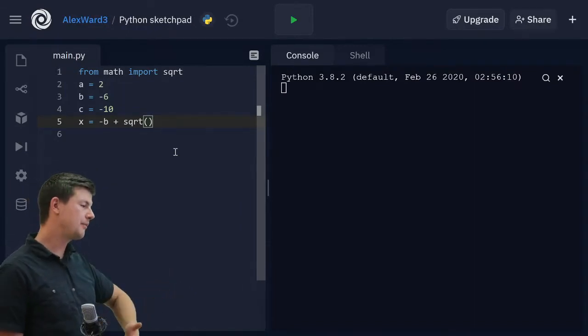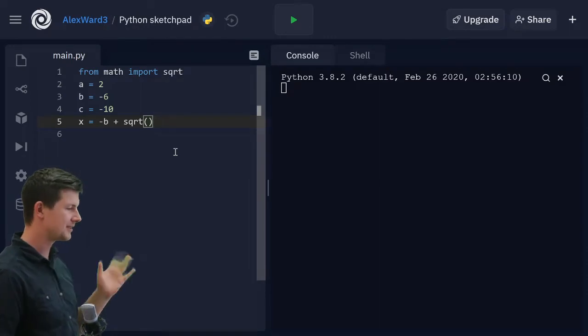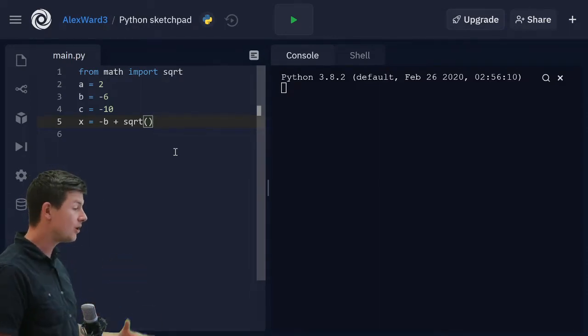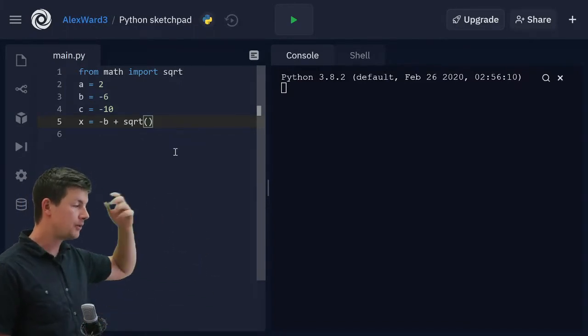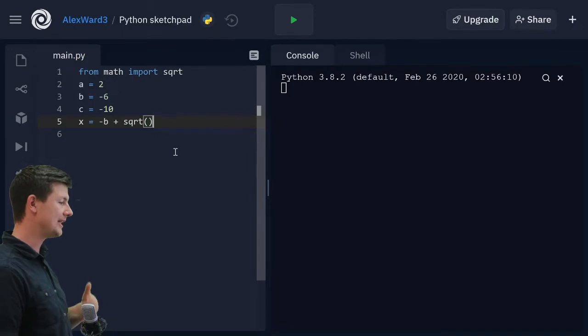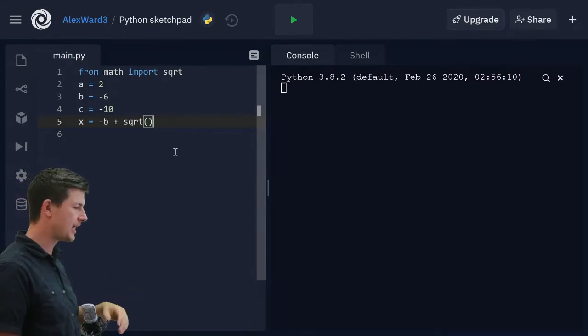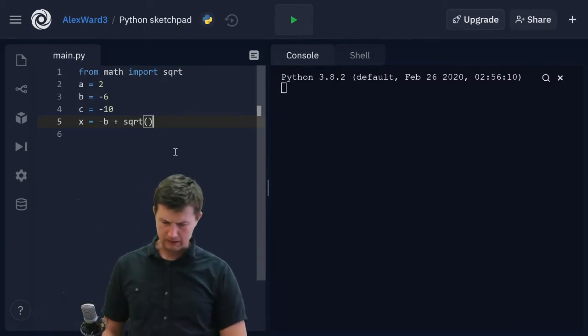I could have imported the whole math library and said math.sqrt, but the syntax is a little bit longer, and I'm not using anything else from the math library. So it's good practice to only grab what you need, unless you're going to need lots and you're not sure what you're going to need from the start. Only grab in what you need. Makes it a little bit clearer.